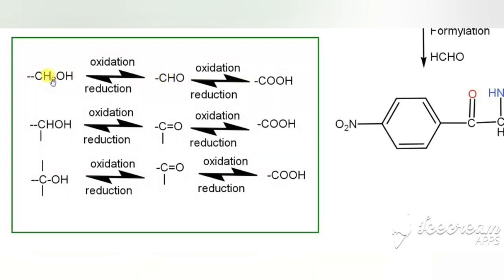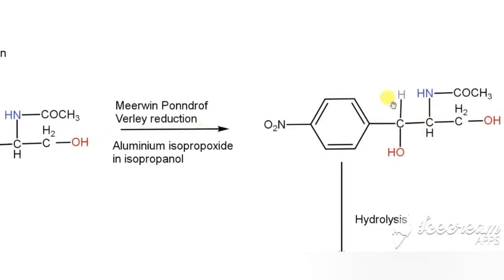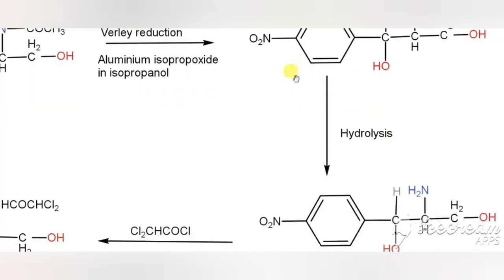So if it is an aldehyde, that would be reduced to give a primary alcohol. If it is a ketone, that would be reduced to give a secondary alcohol. They are the corresponding alcohols. Now come here, here we have a ketone. This ketone undergoes Meerwein-Ponndorf-Verley reduction. Aldehydes or ketones are reduced to give the corresponding alcohols. Here the corresponding alcohol for the ketone is the secondary alcohol, CHOH. That's why CHOH is coming here.